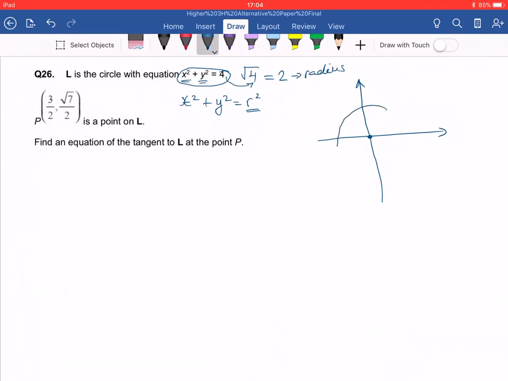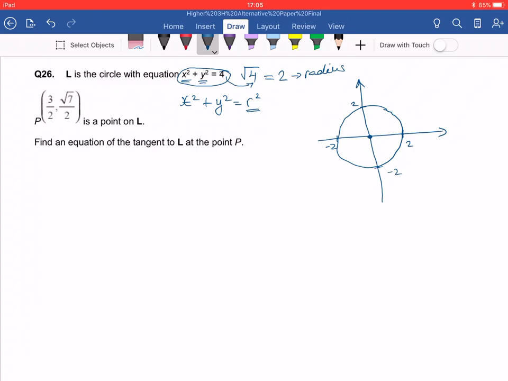So it's going to look a little something like that, obviously more circly in real life. Okay, so this is my circle. That point is going to be 2, that point is going to be 2, that bit here is going to be minus 2, and that bit there is going to be minus 2.